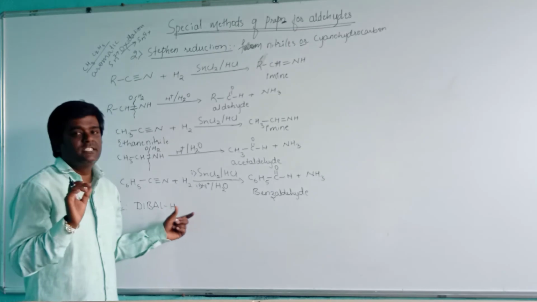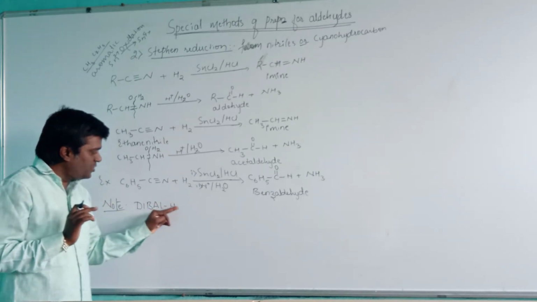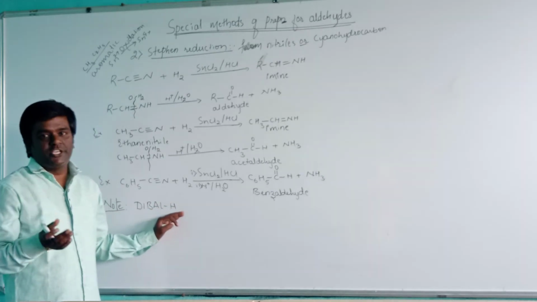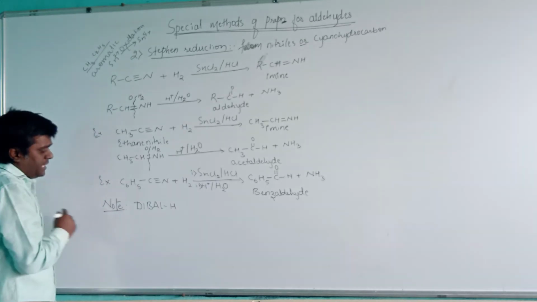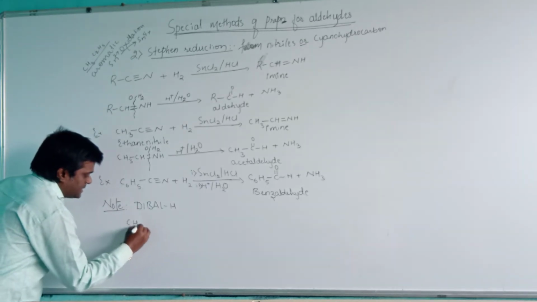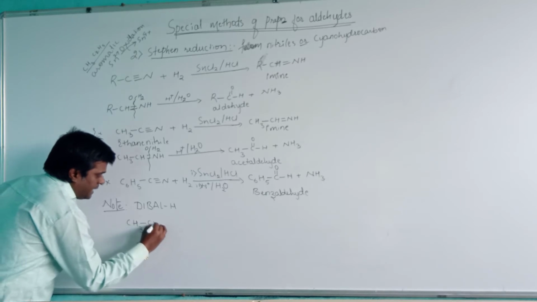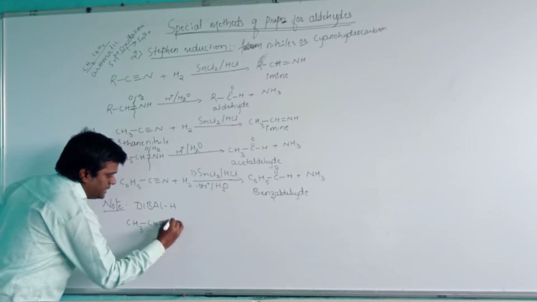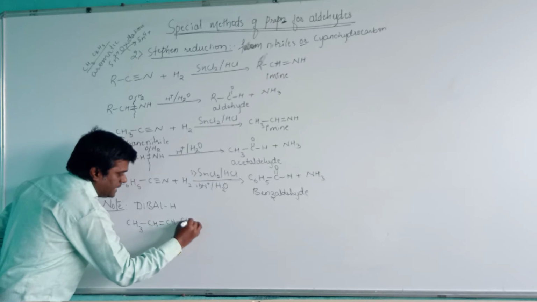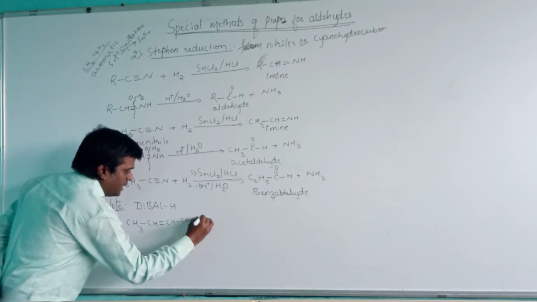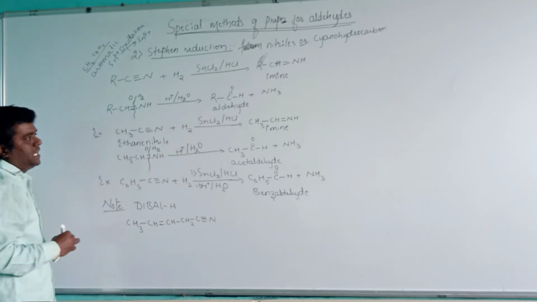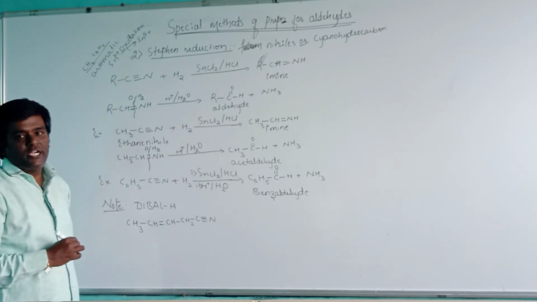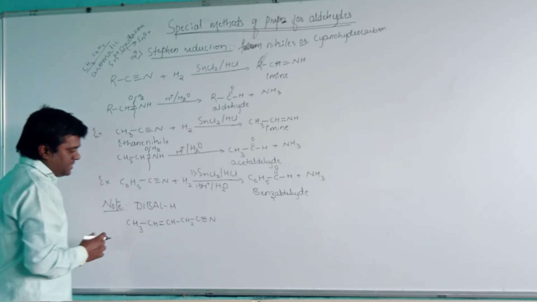Then let us take one example. Therefore, this is also known as a selective reagent or selective reducing agent. Let us take one example: CH3CH=CHCH2C≡N. This is a nitrile, that is, a cyanohydrocarbon. Let's find the particular name of this compound.